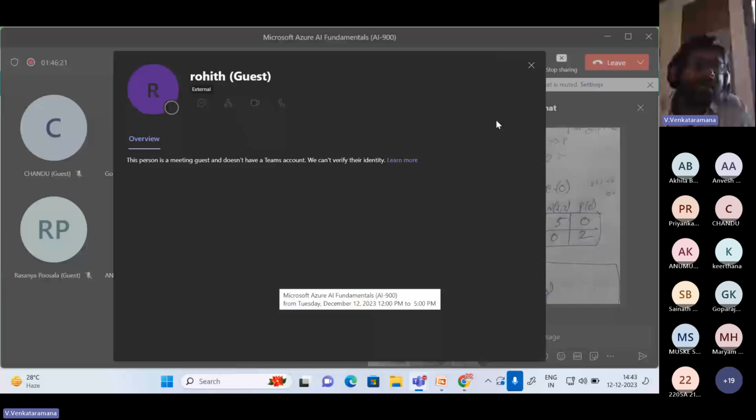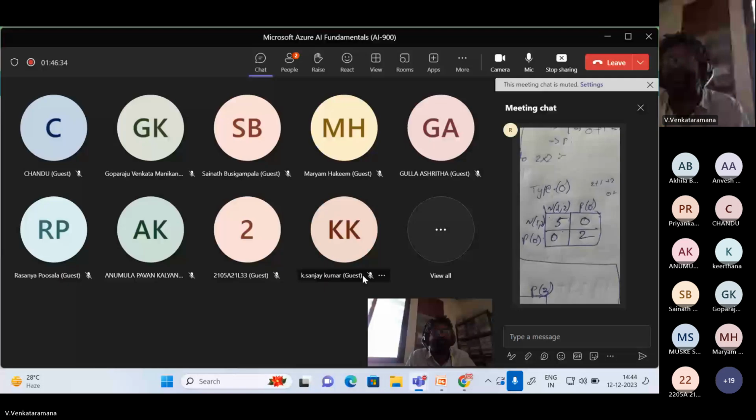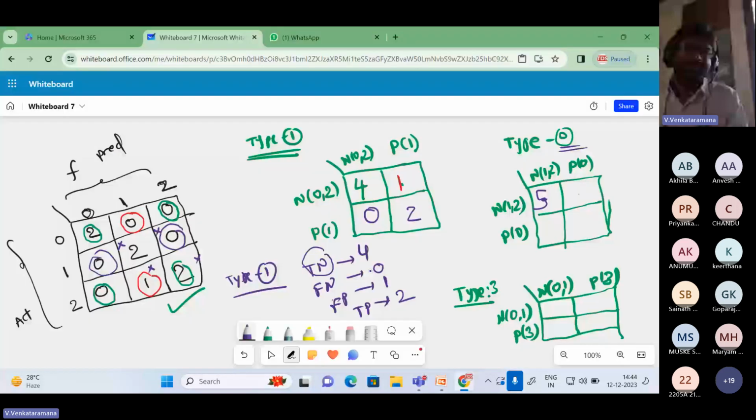And what about Rohit? Looks like it's right. So what about this cell? I will change the color. That means actual 1, but predicted as a 0. How many are there? This one, 1,0, and 2,0. So it is a 0.